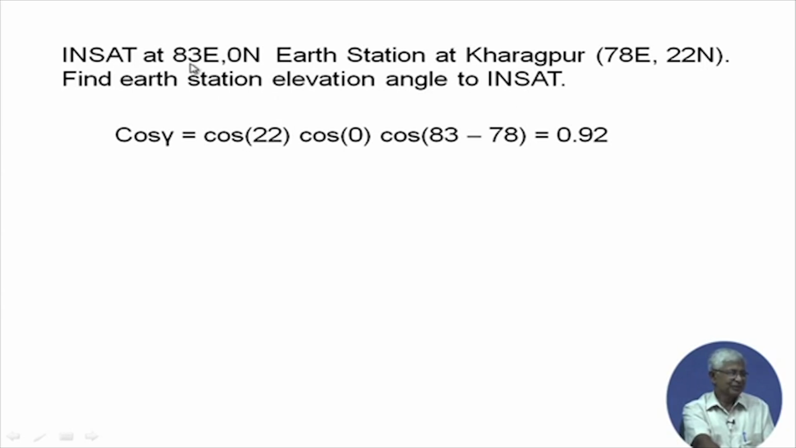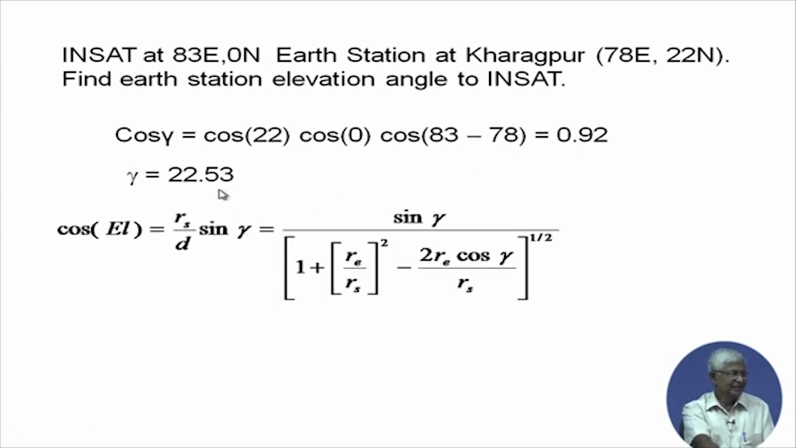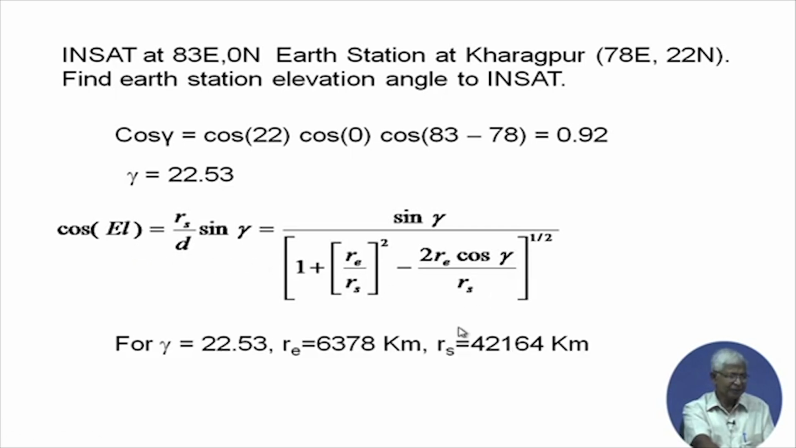Since it is a geostationary satellite, you can put those numbers and find out cos gamma as 0.92, and therefore gamma is 22.53. You put it in the same expression for cos elevation and find out the number. So, for gamma you put this value 22.53, for R E 6,378 kilometer approximately, and R S we calculated 42,164 kilometer. Find out what is the elevation.